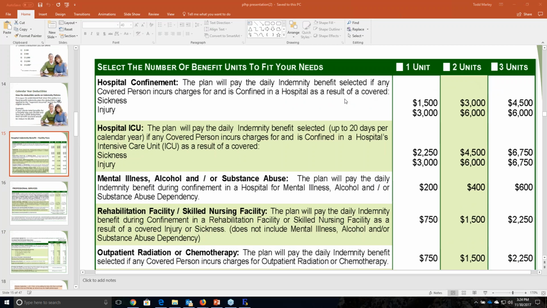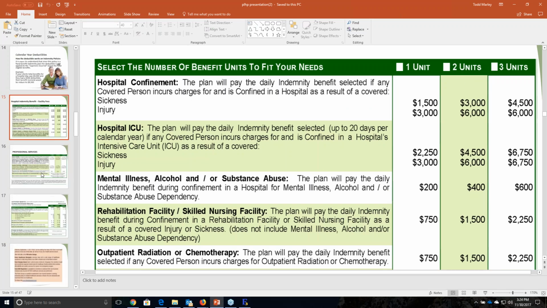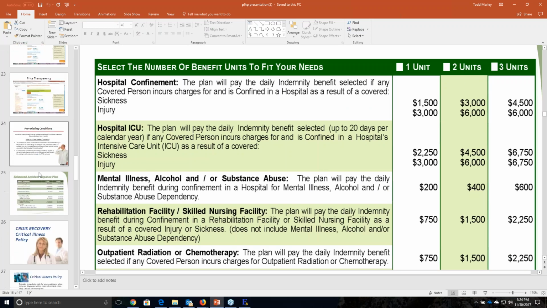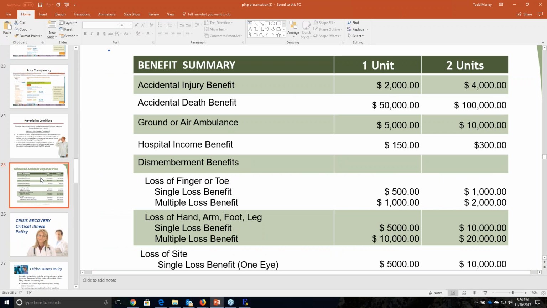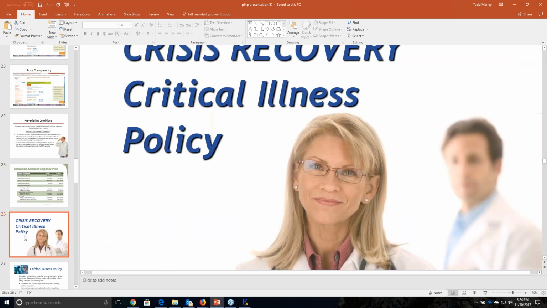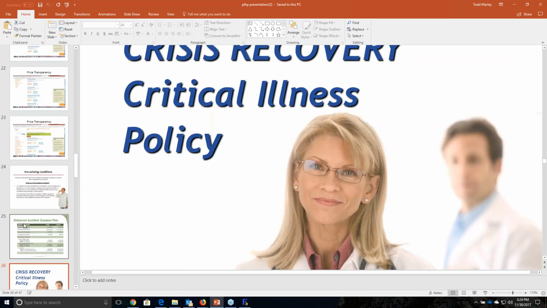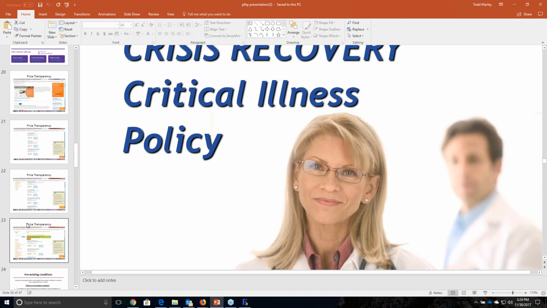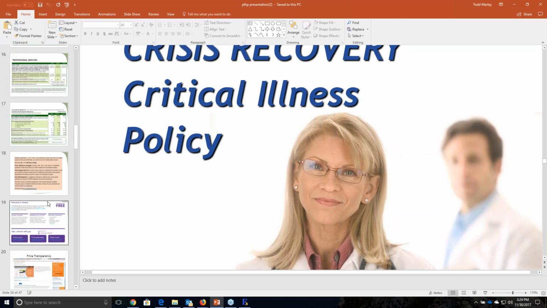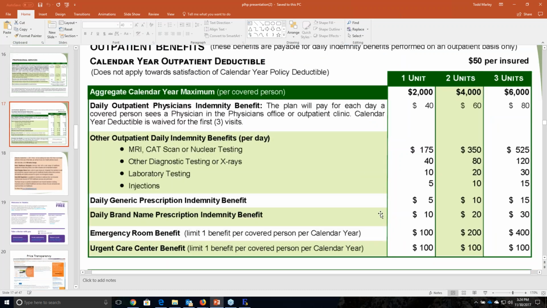If you had surgery, this benefit's kicking in. You're good. If you had an accident and you went to the ER, we got you covered. You have a critical illness, we got you covered. If you go to the ER because you have a bad case of itchy, like I had one client who went to the ER because they were itchy, it's going to pay $200.